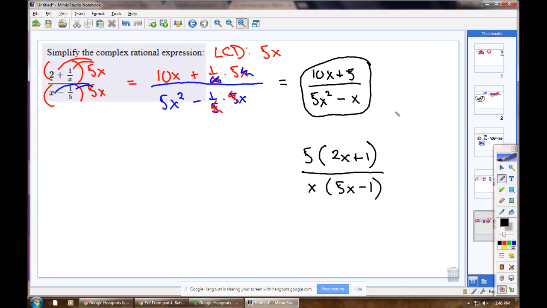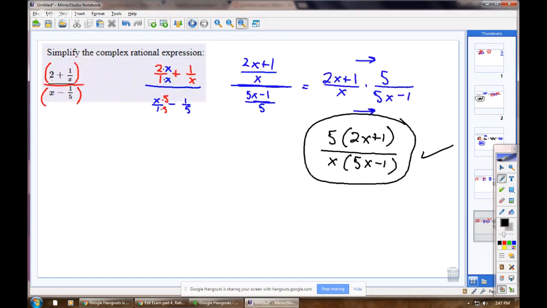Either way works. Some people like one method better than the other. You got 2 to pick from. So I believe that's the answer. Since nothing reduced, either this version or that version is acceptable. Had I done it this way, I probably would have circled that as my answer. Over here, I circled that as my answer. They're both correct. They're both simplified.